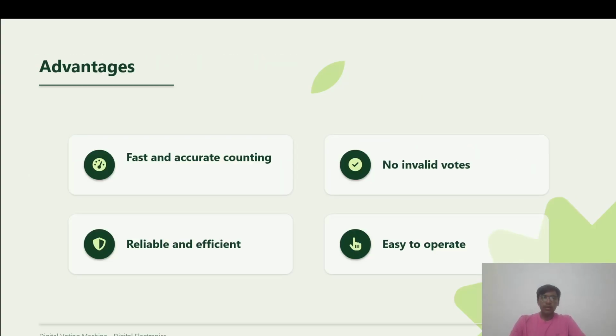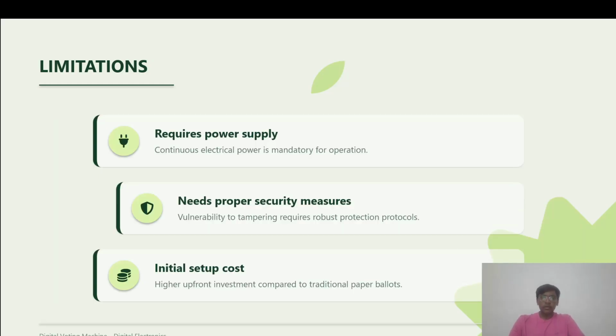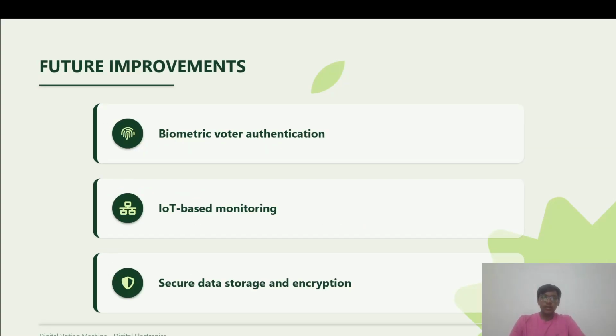Advantages. Fast counting, high accuracy, no invalid votes, easy to operate, and a reliable system. Applications. It is used in government elections, college elections, surveying and polling, and small organization votings. Its limitations are it needs continuous power supply, requires strong security, and has higher initial costs. The future improvements that are required by the system are adding biometric authentication, using IoT for monitoring, implementing data encryption, and making it more secure and portable.